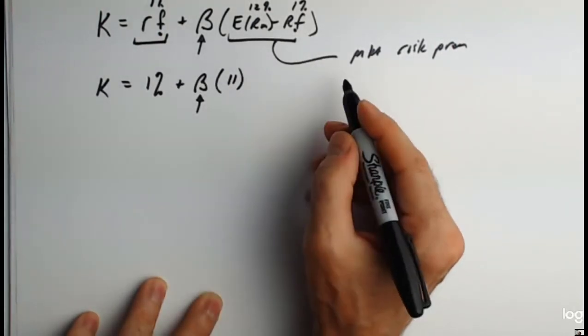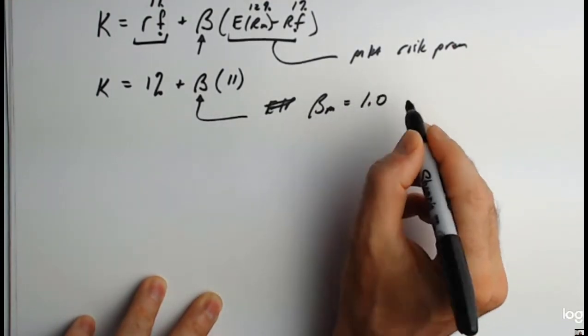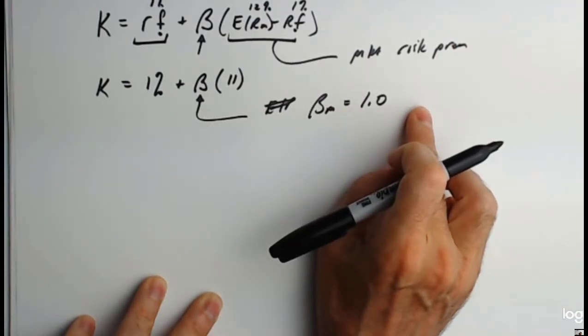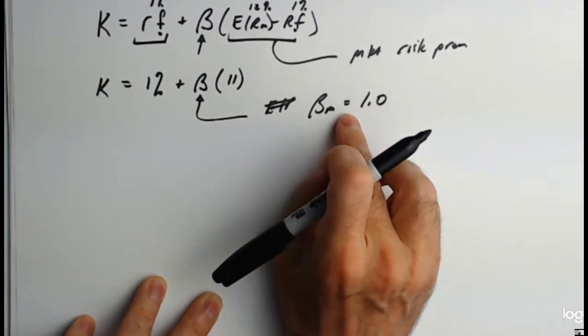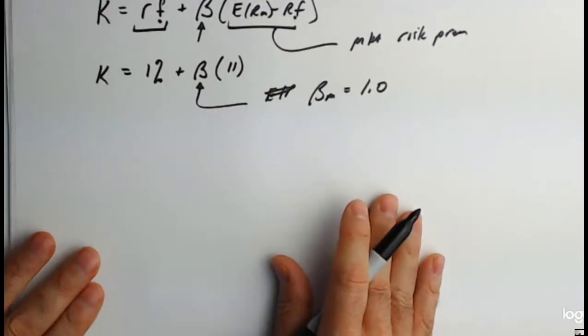So beta, recall, for the market is 1.0. A stock with a beta greater than 1 means the stock is riskier than the market, and a beta less than 1.0 means the stock is less risky than the market. Let me show you.